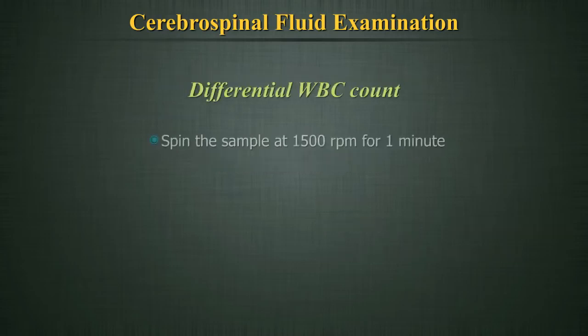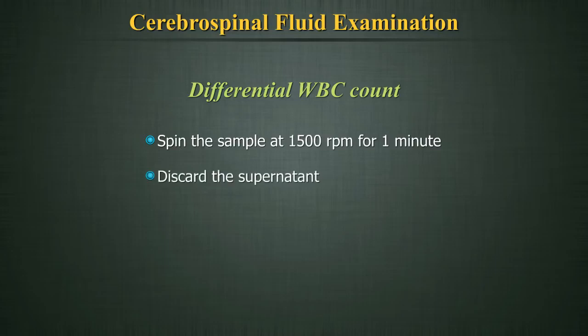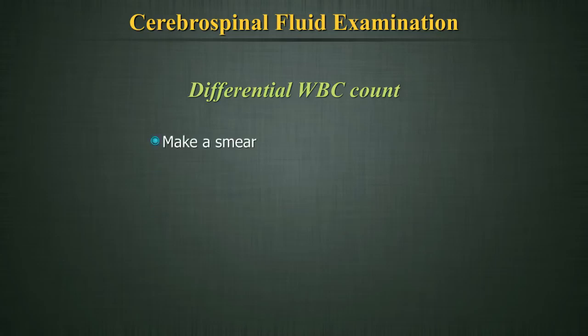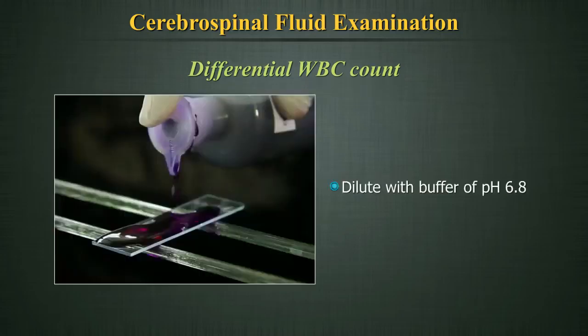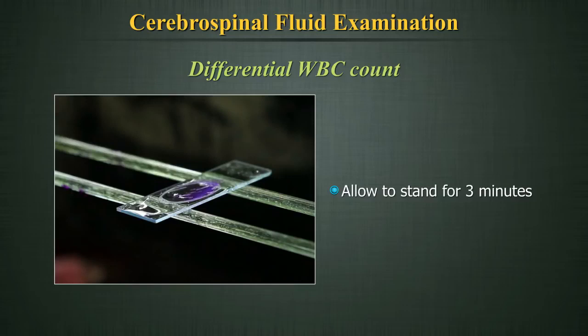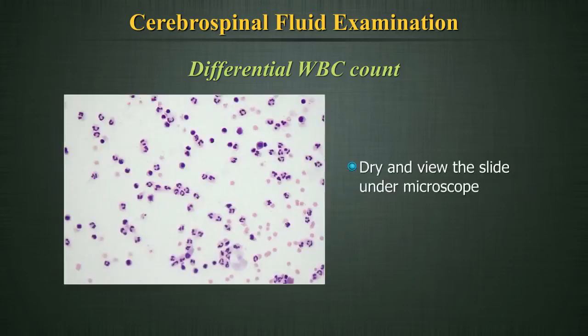Differential WBC count. Spin the sample at 1500 revolutions per minute for 1 minute. Discard the supernatant and resuspend the sediments in the available fluid. Make a smear from sediment and add any Romanowski stain such as Leishman stain and allow to stand for 1 minute. Dilute with buffer of pH 6.8 and allow to stand for 3 minutes. When dry, view the slide under microscope and do the differential count of WBCs.